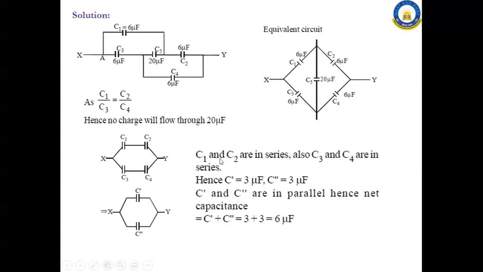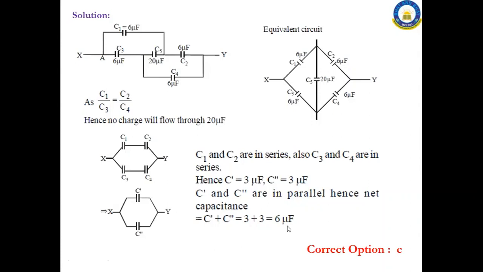Okay, so C1 and C2 are in series, therefore the equivalent capacitance will be 3 microfarad. Again, another branch also 3 microfarad. Then the 3 microfarads are in parallel. Then the equivalent capacitance will be 6 microfarad. Okay, so the correct option is C.